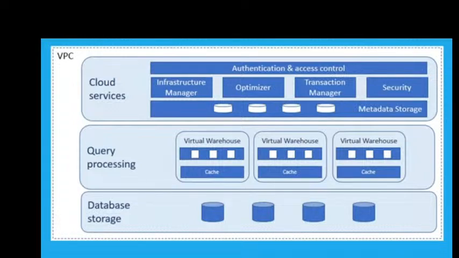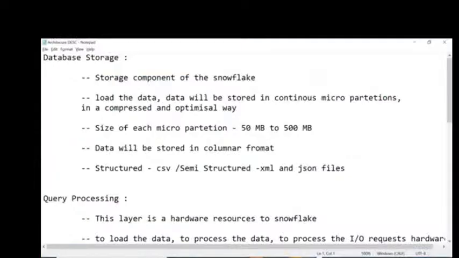So we have a cloud services layer, then a query processing layer, and then a database layer. I am repeating it because this Snowflake architecture is very important. Damn sure you will get one or two questions on Snowflake architecture in every interview, wherever you go, in all the companies. That's why I am repeating. We have a cloud services layer, a query processing layer, and a database storage layer. Now we will discuss one by one.